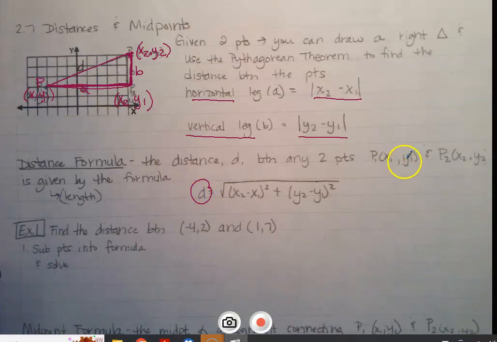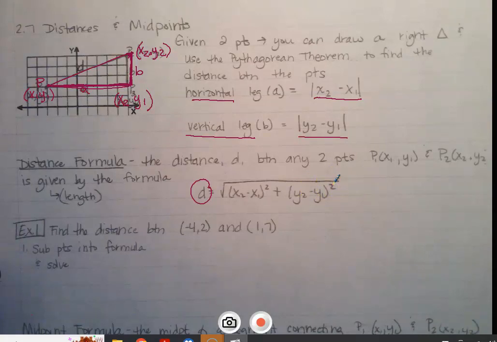Okay, so the distance formula then is D, the distance between any 2 points, P1, which is x1 and y1, those are the coordinates, and P2, the x2 and y2 coordinates, is given by this formula. So you need to memorize this formula. Okay, so it's the square root of the change in X squared plus the change in the Y's squared. Okay, we're going to apply it to make it make some more sense.